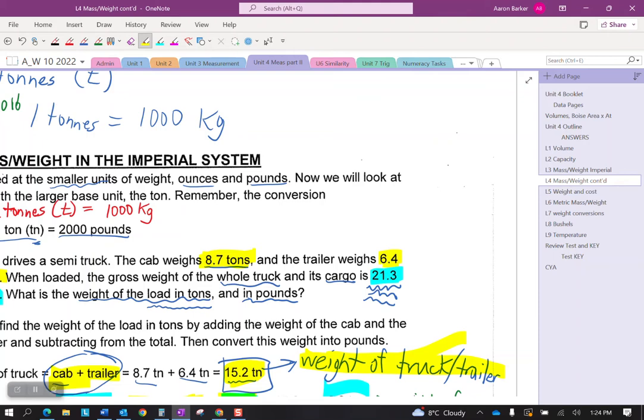So what we have to do then to figure out the weight of the load, we have to do a subtraction. We know our total. We have to take away one part of the total, and then that will equal the other part that we're trying to find. Okay, so it's indirect measurement.